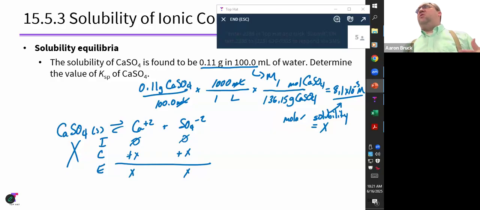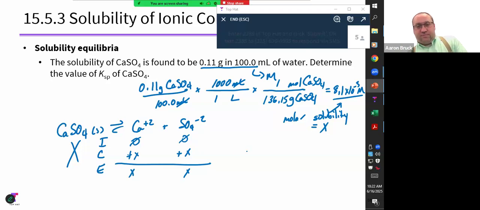So think about the silver phosphate that we looked at in the top hat question. That was 3 parts silver and 1 part phosphate. What would we do? Well, we would take that molar solubility and multiply it by 3 for the silver. Then we would cube it in the equilibrium expression. It's really easy to forget to do one of those steps in these kinds of calculations.